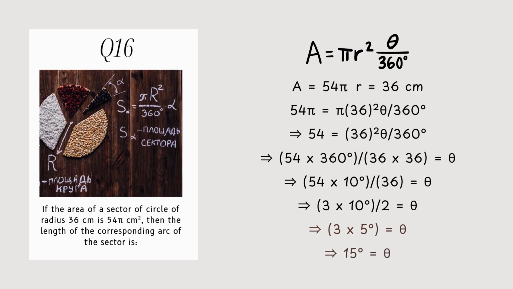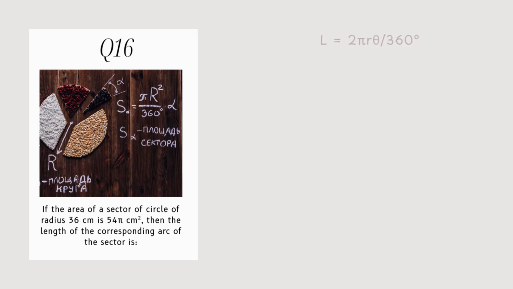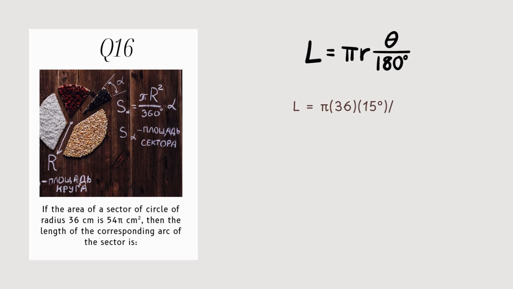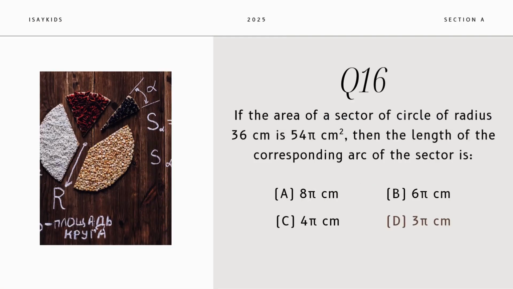Now, with the angle theta in hand, let's find arc length. The formula we'll use is L equal to 2 pi r theta upon 360 degrees, or simplifying it, we get pi r theta upon 180 degrees. Substituting our values, we find that L is equal to pi into 36 into 15 degrees upon 180 degrees, which simplifies to 3 pi centimeter. So, the length of the corresponding arc is 3 pi centimeter, option D.